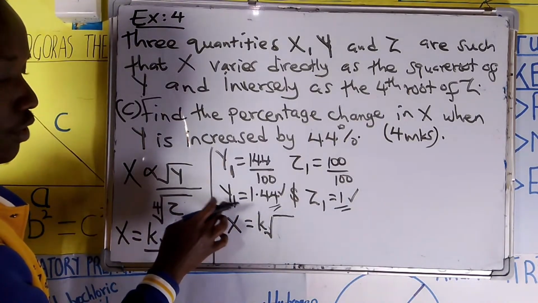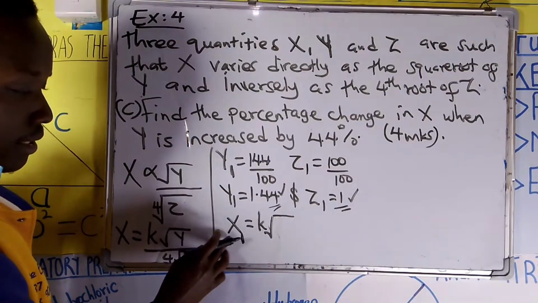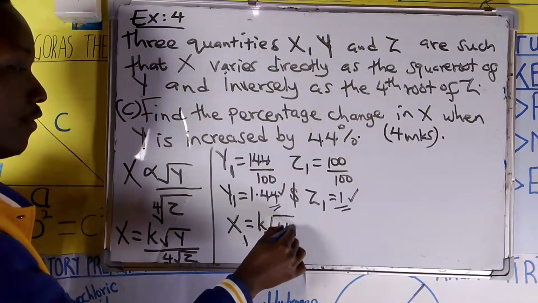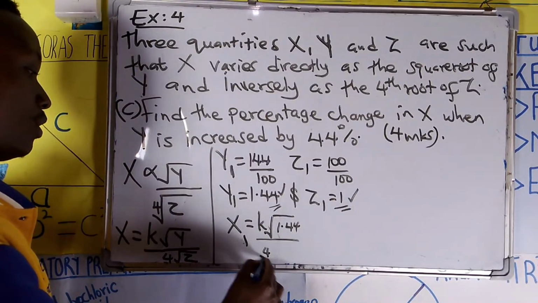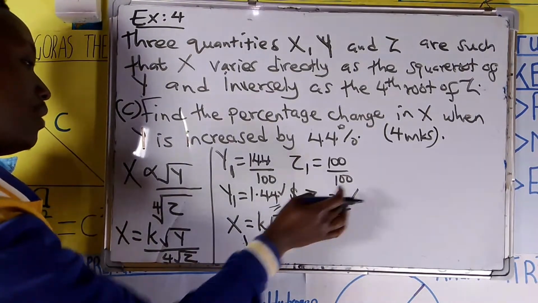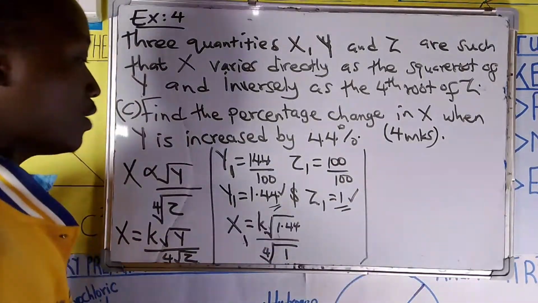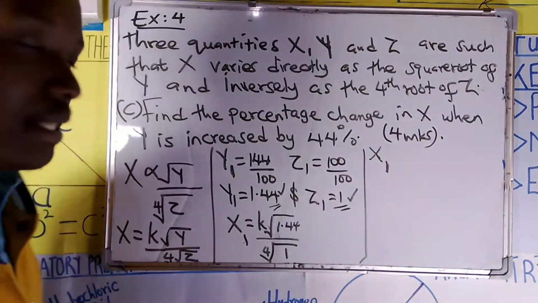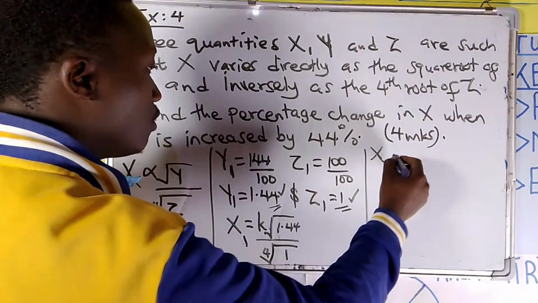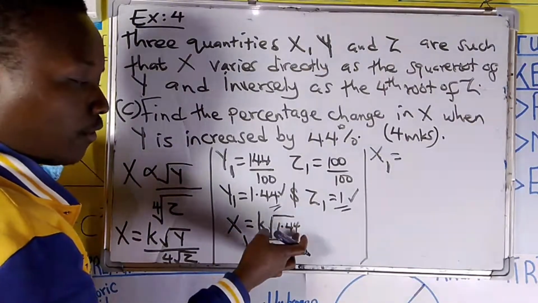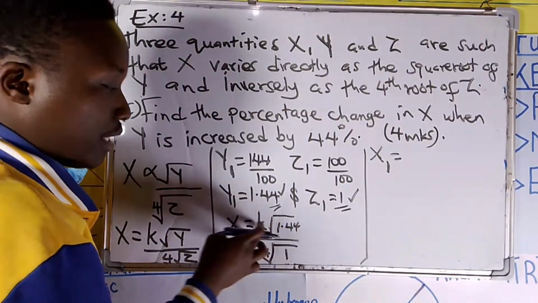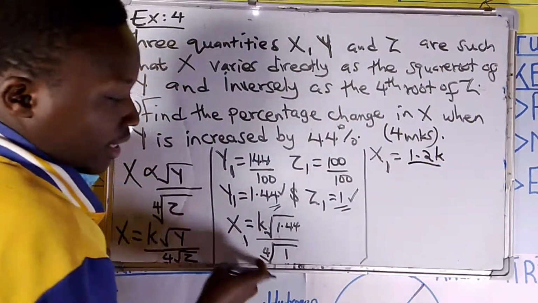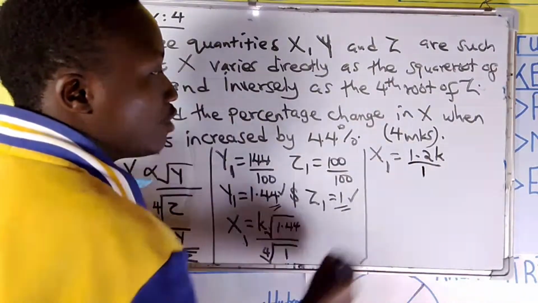What is the square root of new y? So this is new x. New x is equal to the square root of new y, which is 1.44, over the fourth root of the new z, which is 1. And once we do that, remember this one is representing new x. So our new x is going to be the square root of 1.44, which is 1.2, times k, 1.2k over the fourth root of 1, which will still remain to be 1.